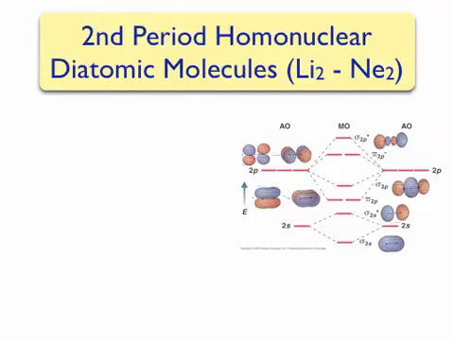On the right-hand side of the screen, there's a molecular orbital diagram for a second period homonuclear diatomic molecule. Also shown in this picture are computer-generated molecular orbitals.